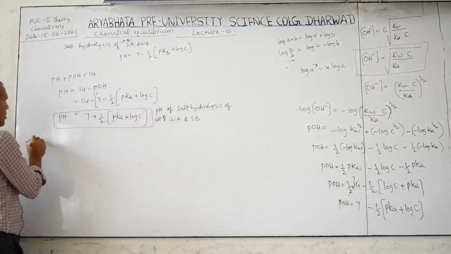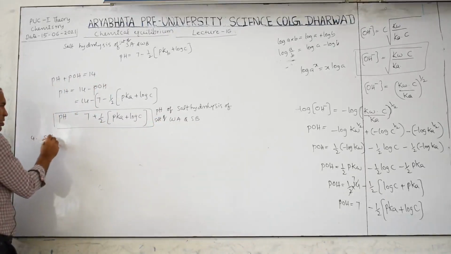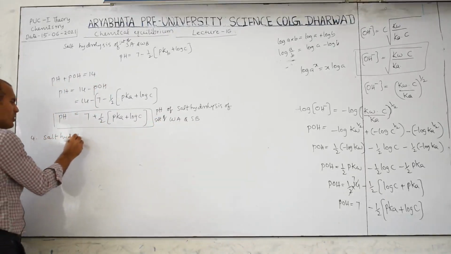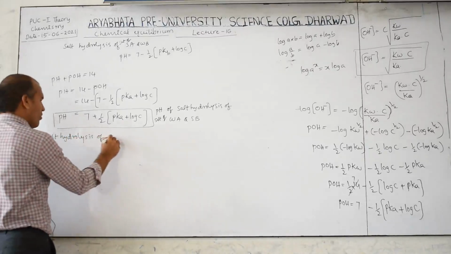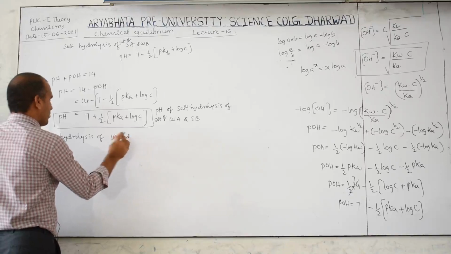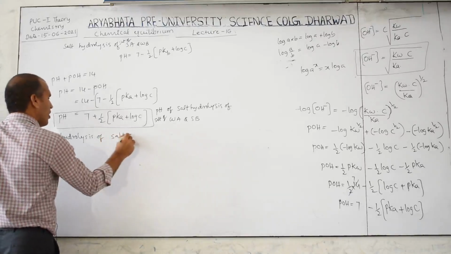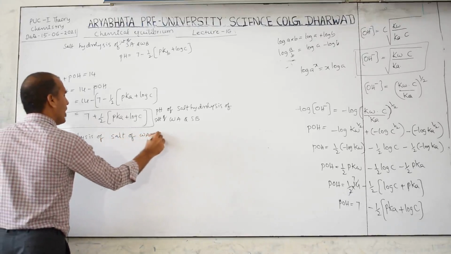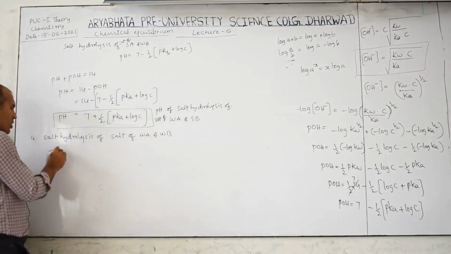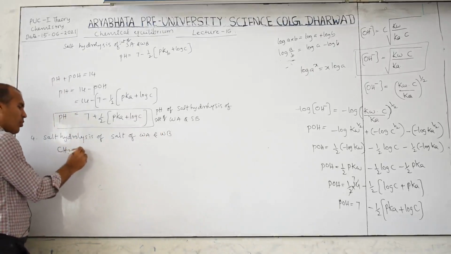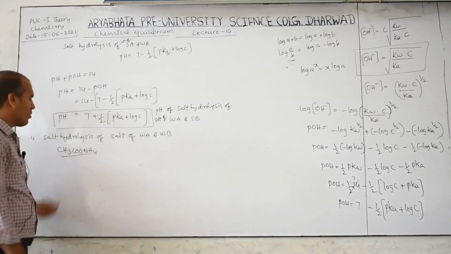Now the third is complete, the fourth one is salt hydrolysis of salt of weak acid and weak base. One example for this is CH3COONH4. So many examples are there, one example I wrote here.